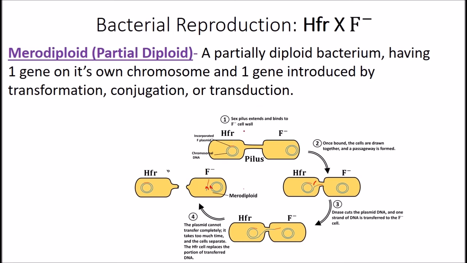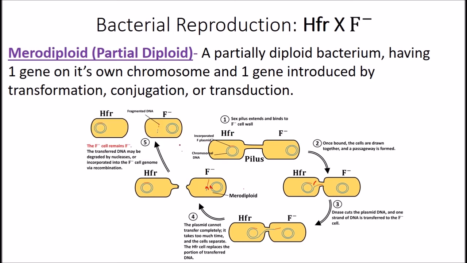It's a partial diploid, but it can only be that way for a short amount of time, because the reality of it is the bacterial cells recognize uncircularized or linear DNA as foreign. They have an immune system, and that immune system will recognize the linear DNA as foreign and it will be degraded by exonucleases and endonucleases.